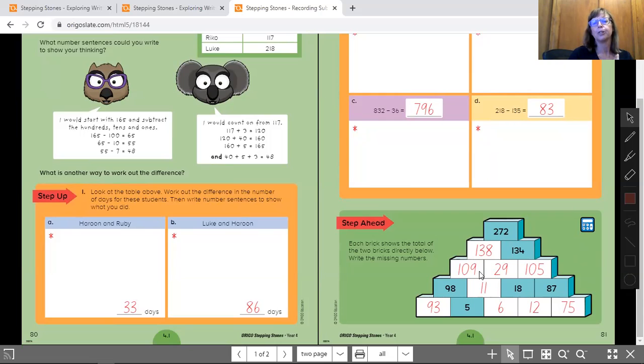138, 109, 29, 105, 11, 93, 6, 12, and 75. Okay, let's go and start our next lesson, which builds on from the previous lesson, the one that we've just finished.